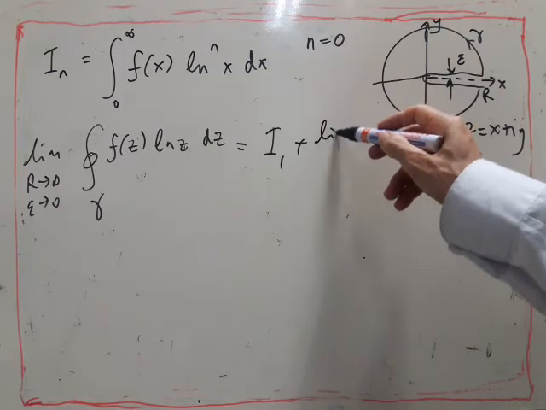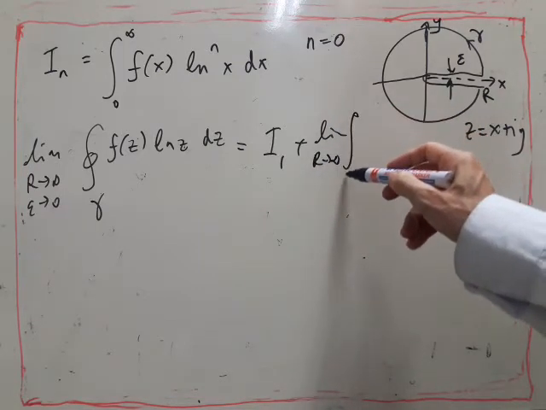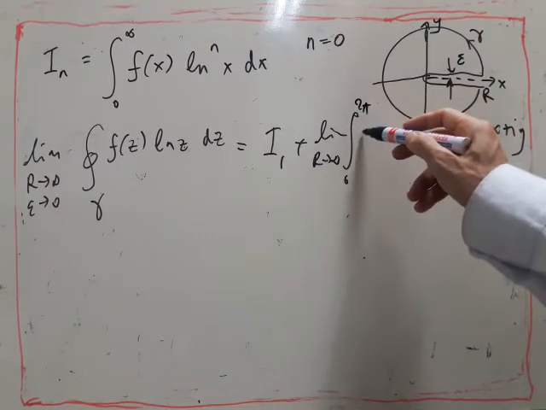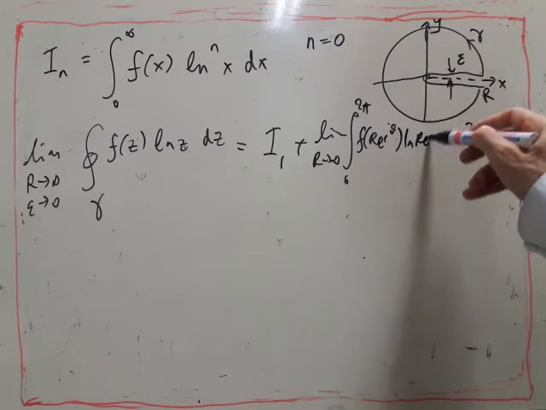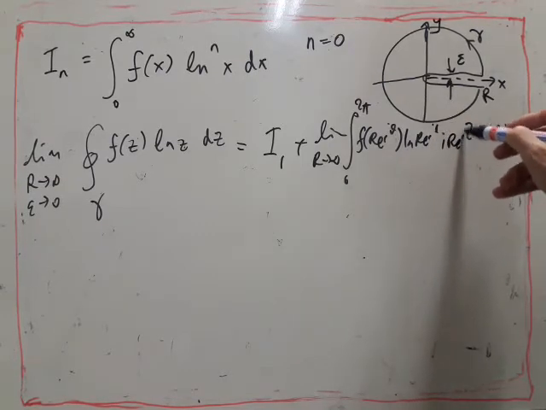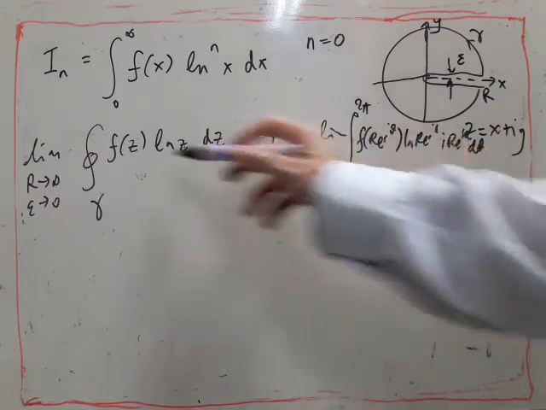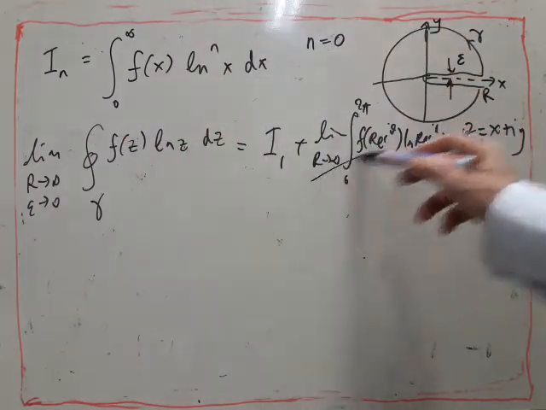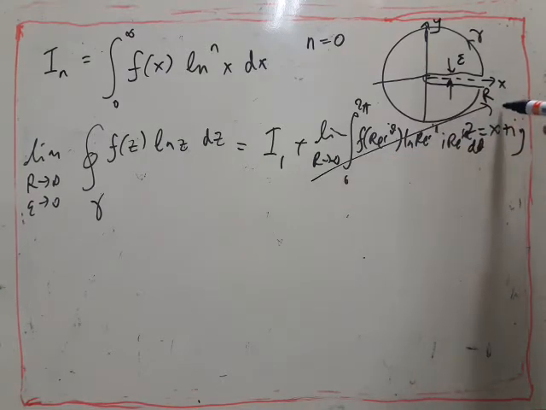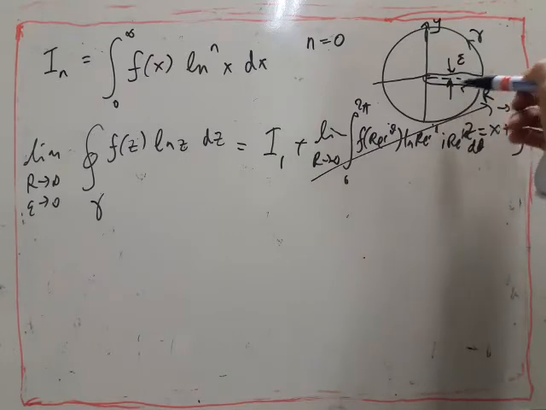Then we've got the limit as r goes to infinity of the integral from 0 to infinity of f of r e to the i theta, log r e to the i theta, i r e to the i theta d theta, which, if you know what f of x is, then you can show that this hopefully will go to 0. The important bit is what happens when we integrate back along here.